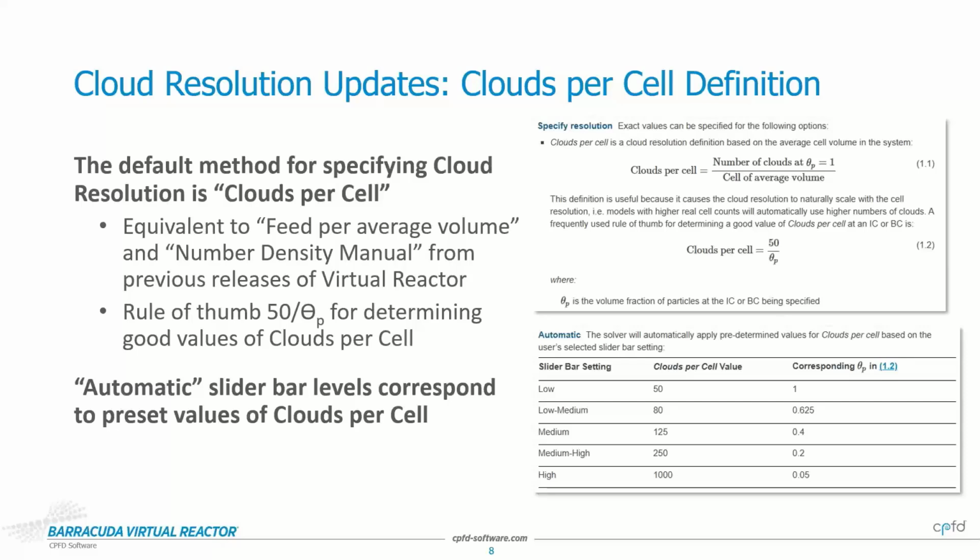The automatic slider bar widget in this release has been updated so that it uses preset clouds per cell values as shown in the table. For many typical bubbling fluidized bed simulations, the average particle volume fraction is often about 0.4, and so the medium setting on the slider bar should work well. For more dilute systems, medium high or high are available, and for very dilute systems, we recommend that you use the 50 divided by theta p rule of thumb and set the clouds per cell value directly instead of using the slider bar.